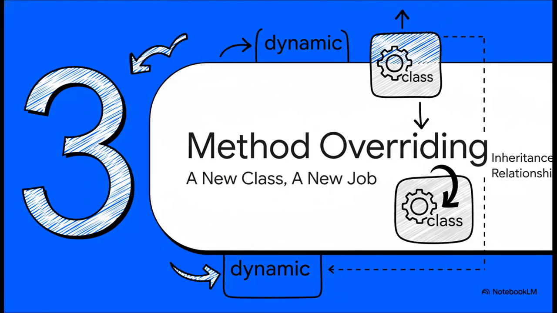Okay, let's switch gears and talk about our second type, dynamic polymorphism, which we get through method overriding. Now this is different because it doesn't happen in one class. It happens between two classes that have a parent-child relationship.